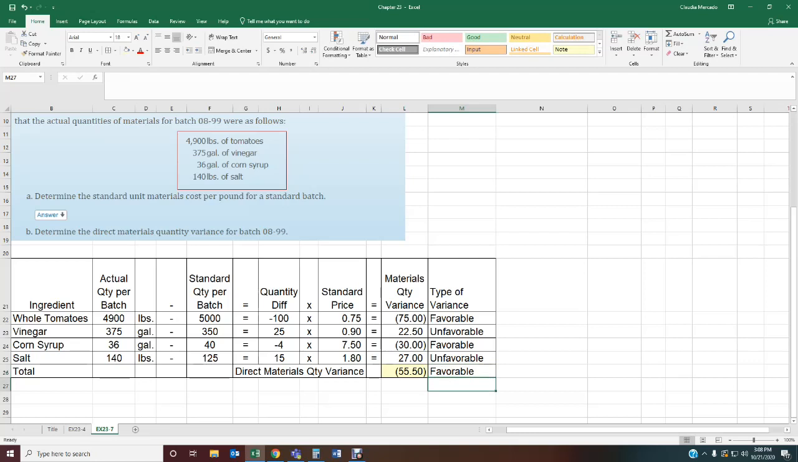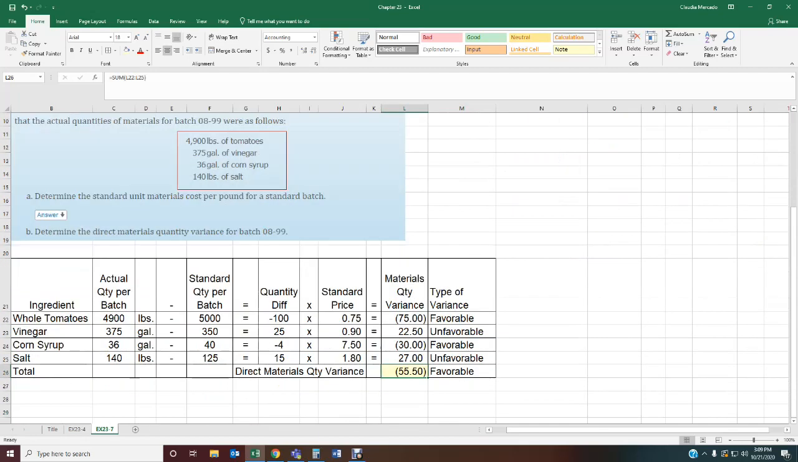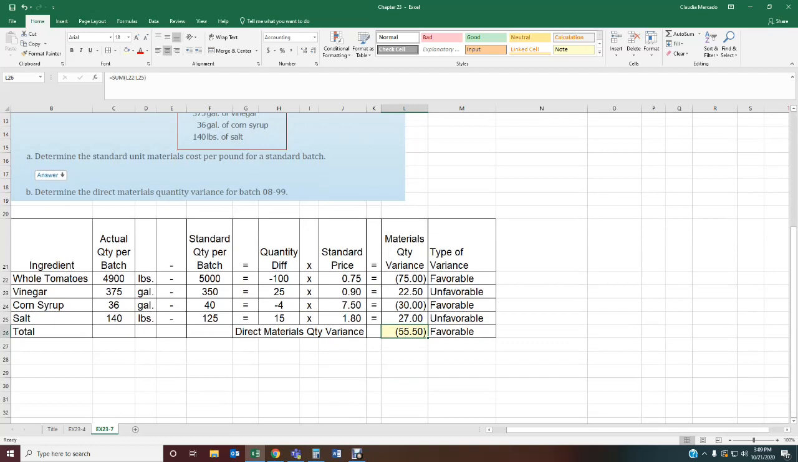Yes, we had some materials that we used up less, others we used up more. But in total, when we're looking at these four ingredients combined, we manufactured the 7,650 pounds of ketchup by using 55.50 less in materials than what we had anticipated, which is awesome. So that is a favorable variance.